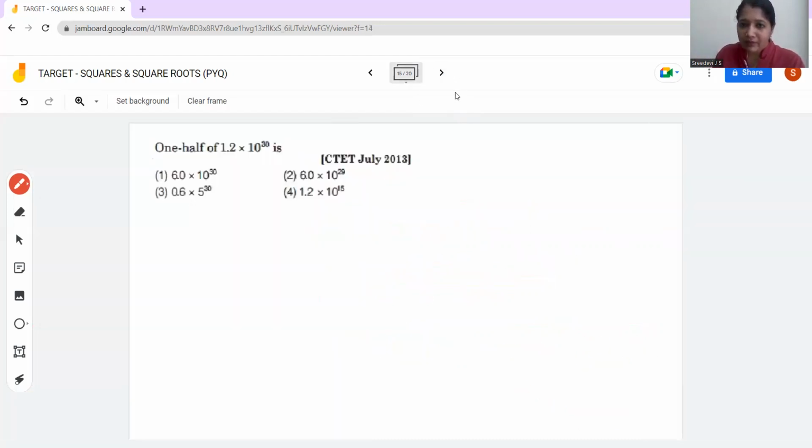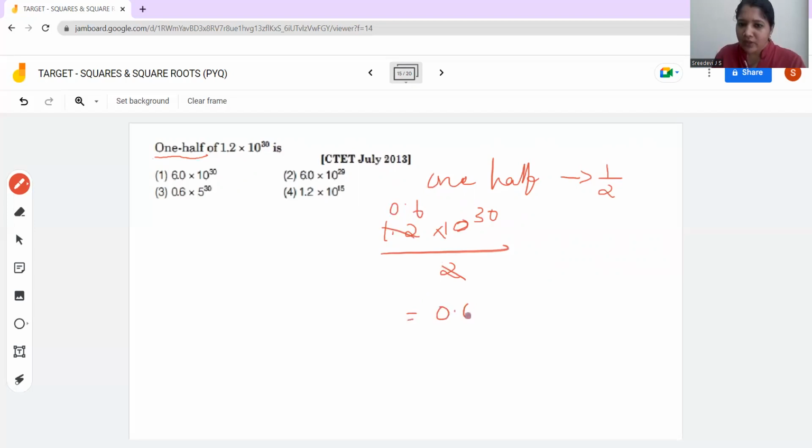Okay. Then 1/2 of 1.2 into 10 to the power 30. 1/2 is just half, it's not 1.5. You just don't misinterpret the question. So here in this question, we have to divide 1.2 into 10 to the power 30 by 2. 1.2 when you divide by 2 we'll be getting 0.6, right? So 0.6 into 10 to the power 30. But in the option we have the standardized form, so we can compensate this one decimal point with 10 to the power 1.